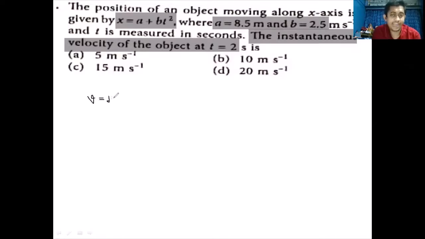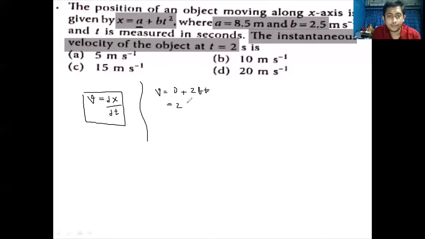So if they are asking you to find the value for instantaneous velocity, then we will find the derivative of displacement. Average velocity is total displacement upon total time, as we did last time. But if they are asking you to find the value for instantaneous velocity, then instantaneous velocity will be the derivative of the equation of displacement. So we can say that instantaneous velocity v will be equal to dx by dt. So a is a constant. So derivative of a with respect to t will be 0. So 0 plus bt square derivative with respect to t is 2 times bt. So that will be equal to 2 times the value of b, 2.5, into t.